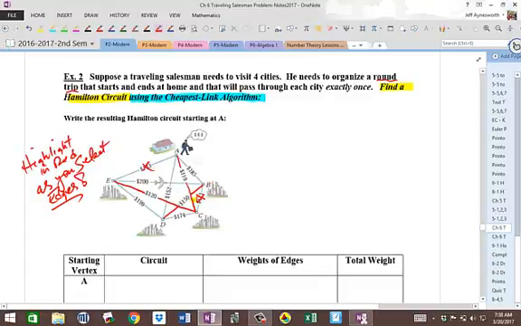After 150 is 152 right here, compared to 185 and 174. That seems like it's the cheapest. So I'm going to select that. A is degree 2, D is degree 2, C is degree 2. So far we're okay. No circuits, no degree 3 vertices. We're good so far.